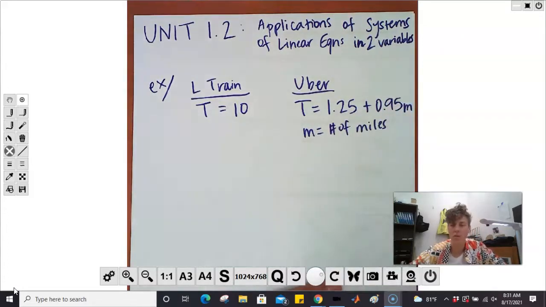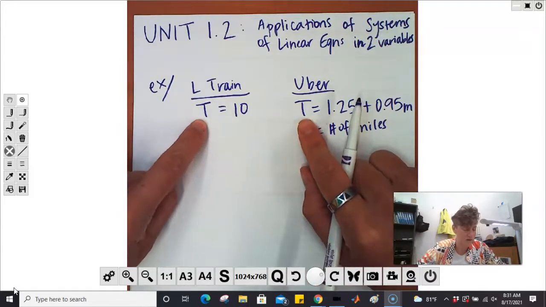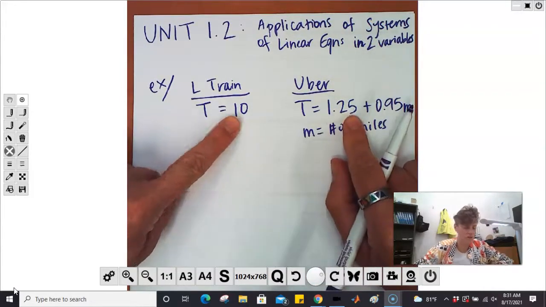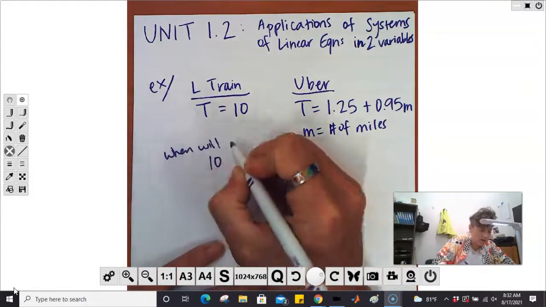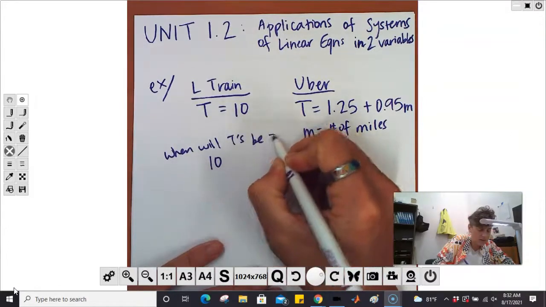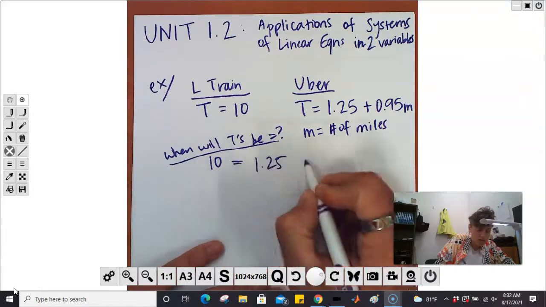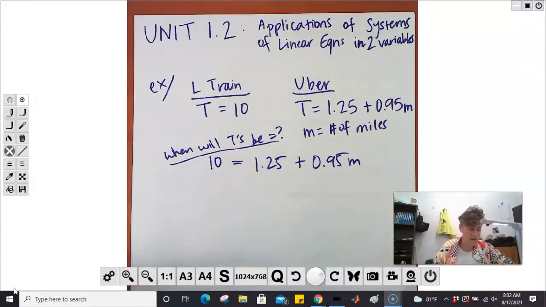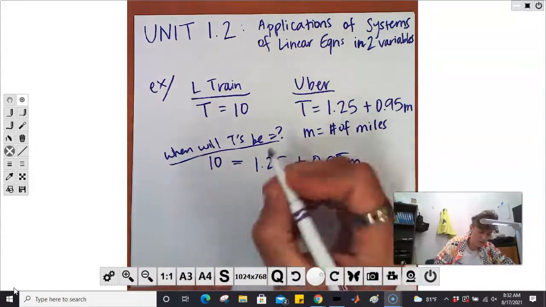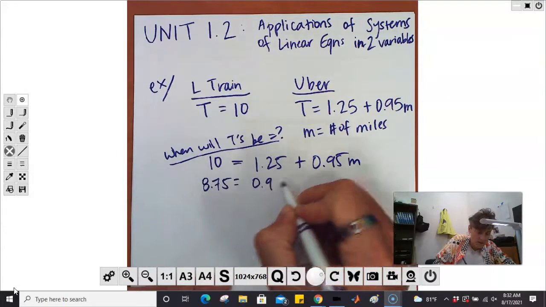All right, the question said, when are these going to be the same? So we're looking for when the total cost is the same. We want these totals to be the same, so let's set each of these parts equal to each other and solve. That's our question. So we're saying 10 is equal to 1.25 plus 0.95 M. Now it's just very simple algebra here. We're going to subtract 1.25 on both sides, and we'll get 8.75 is equal to 0.95 M.